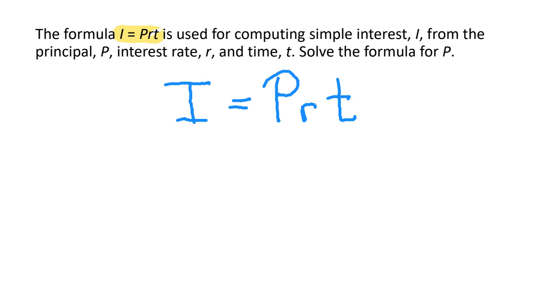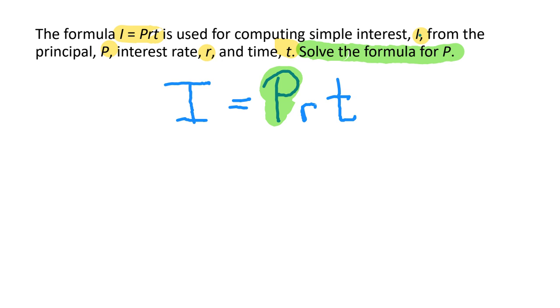Now, it says the I represents simple interest. It then tells us that P is the principal, R is the interest rate, T is the time. Those are our 4 variables. Now, notice what they want us to do. They want us to solve this formula for P. Okay, you want to, in this case, indicate what variable we want to isolate. Well, we want to isolate P.